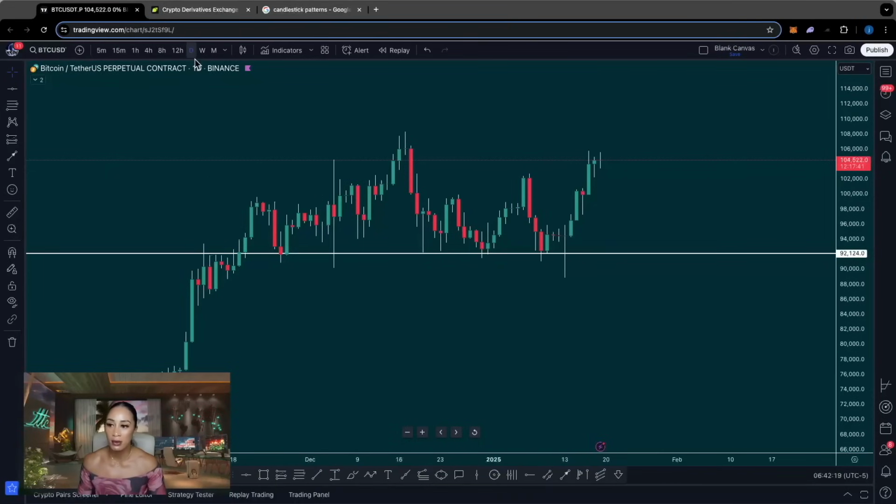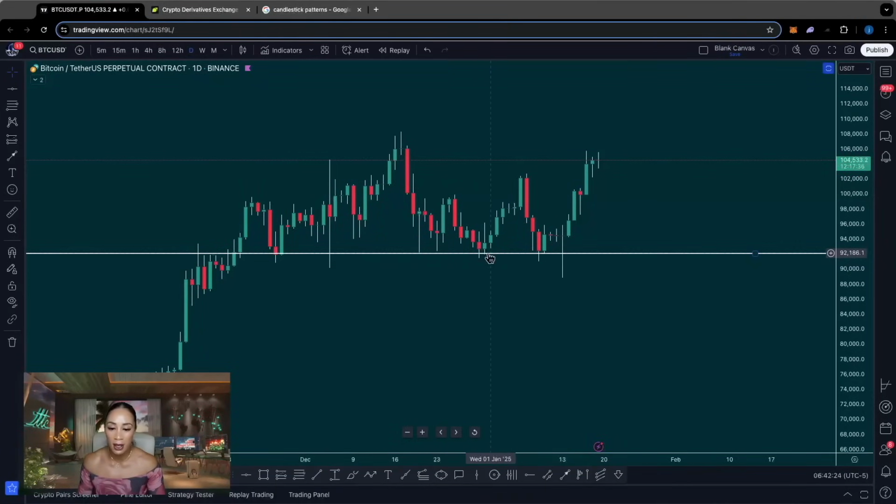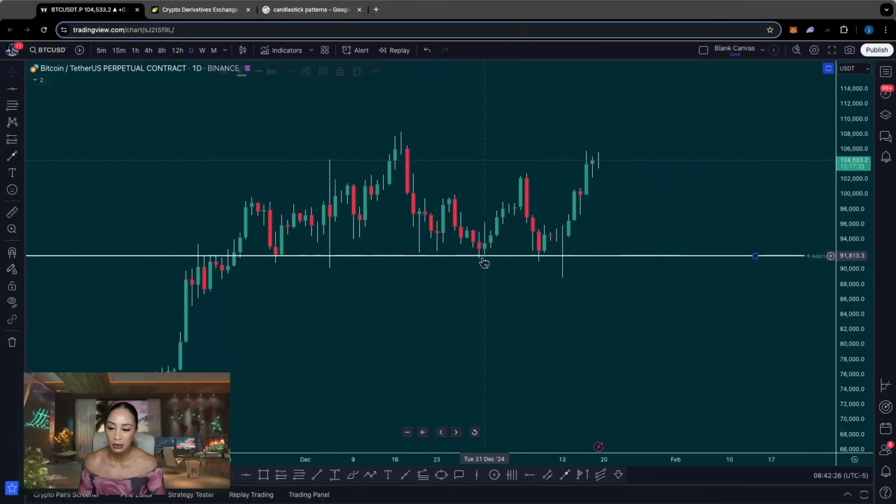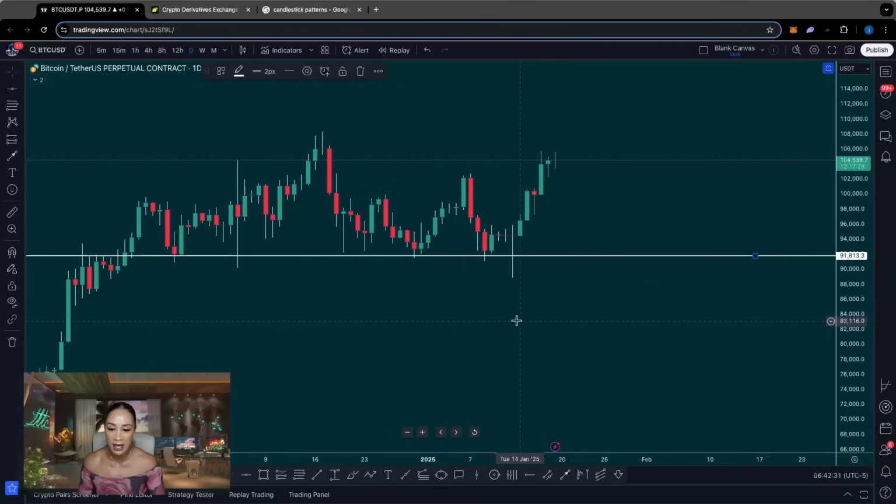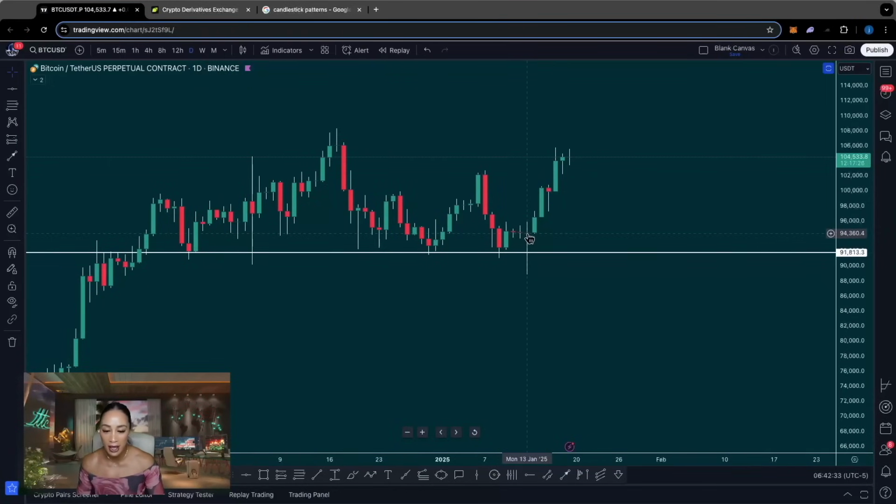So now I am on the daily time frame, and I just want to show you the same logic applies to a bullish hammer. So here I've just roughly drawn in a support area around 91,800, and in this candle at the time it was open, it looked like a big red candle moving to the downside.